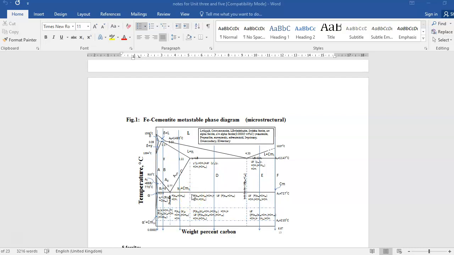Now in the next lecture, we will see all the critical temperatures in the iron-carbon equilibrium diagram.